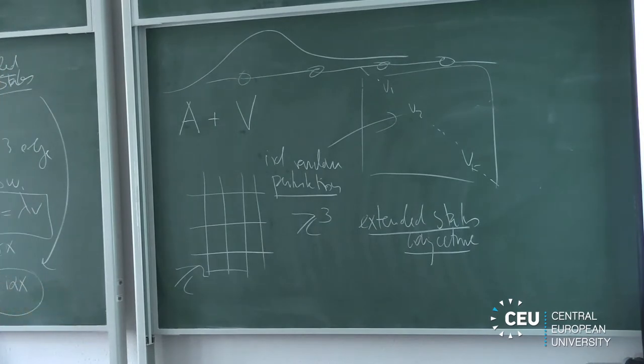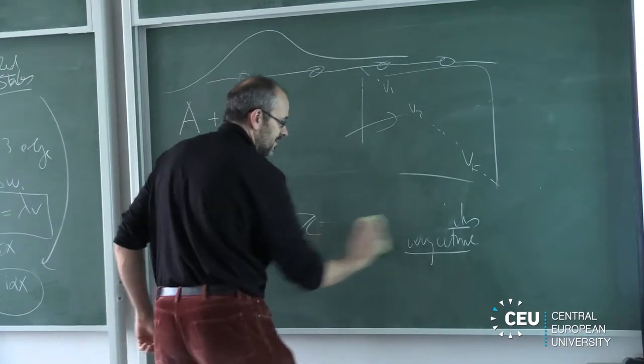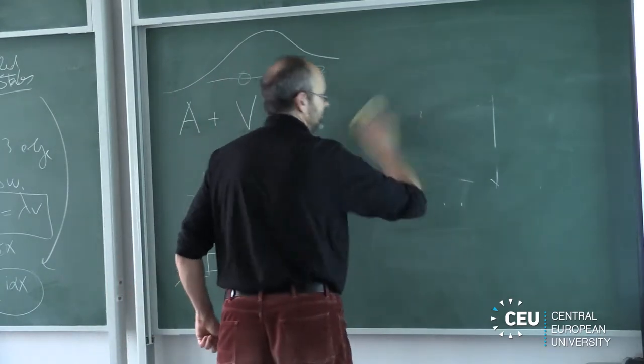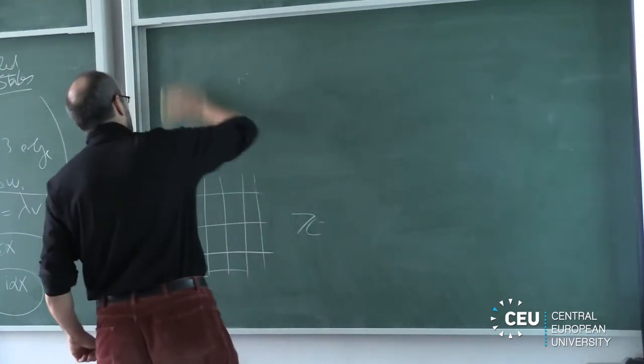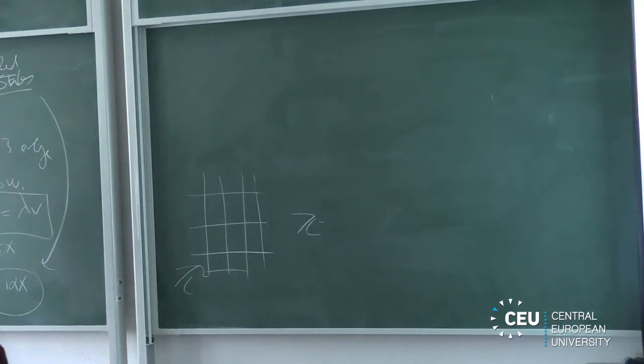Now, there's another model of this electrical conductance, which is similar to this, and which works better in higher dimensions like Z squared and Z cubed. It's called quantum percolation. Okay, so what is percolation?